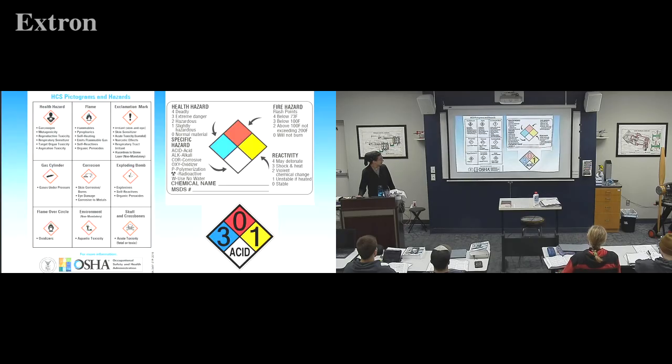Back to this one. Anyone have any clue what this might be? What solution? What do we know for sure about it? It's an acid, and yes, I was going to say in what way, but that's exactly it. Yep. Extreme danger for what category? Health. So it's going to hurt you. And that is actually phosphoric acid, which we use as a component in some of our chemicals around here. So look for that. Don't be breathing it in, don't be drinking it.